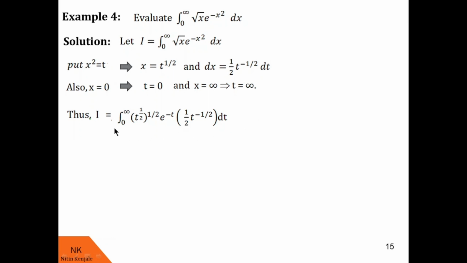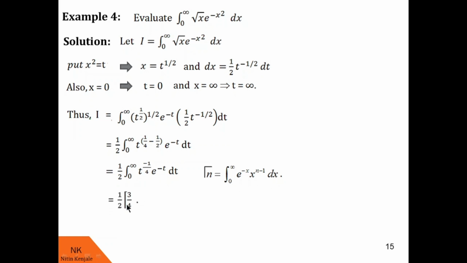Let us take out this constant term and multiply these two t terms. So we have half into integral of t raised to 1 by 4 minus half into e raised to minus t dt. That's t raised to minus 1 by 4 into e raised to minus t dt. Now let's compare this integral with the integral in the gamma definition. We see this integral can be written in gamma notation as gamma of 3 by 4. This 3 by 4 we obtained by adding 1 in the power of t. So value of this integral I is half into gamma of 3 by 4.